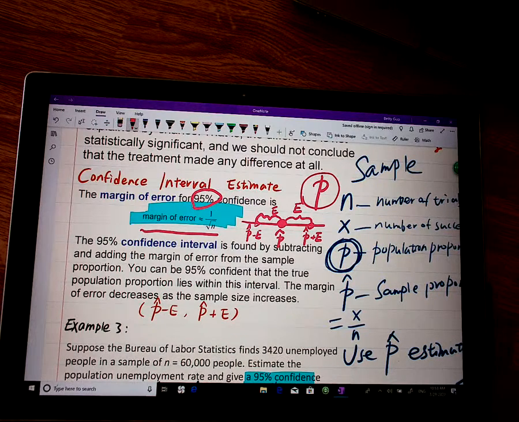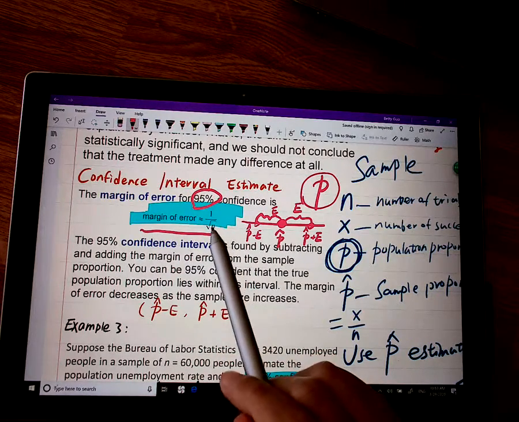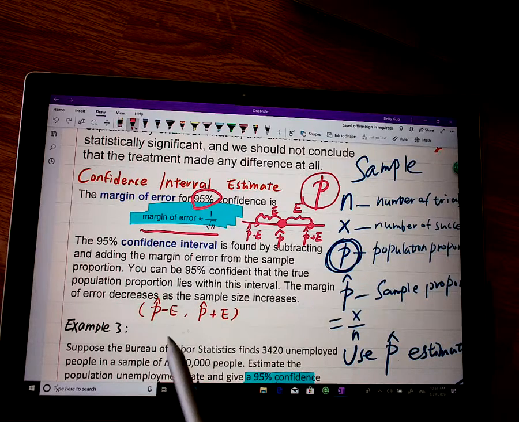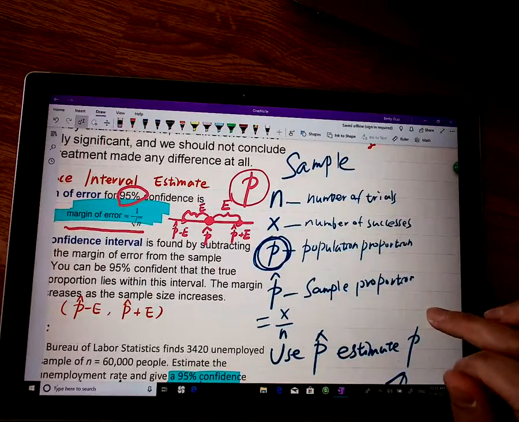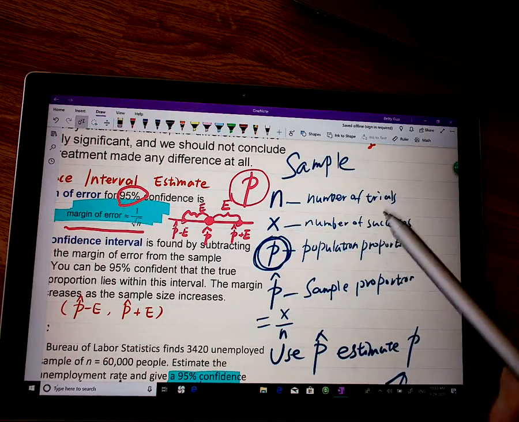The margin of error decreases as the sample size increases. Does that make sense? If the sample size is bigger, then the margin of error is smaller. That makes the interval smaller. That makes the estimation more accurate. So that is the confidence interval estimation.